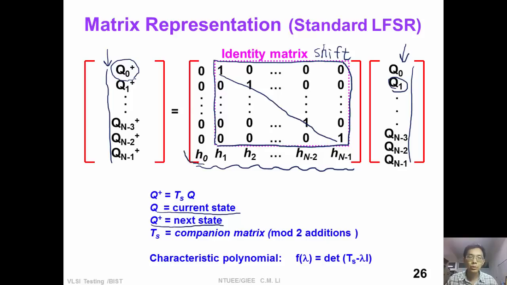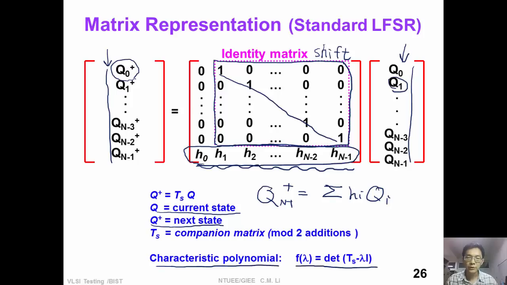On the bottom row, we have a row vector of the feedback coefficients. So actually, we can write this as Qn-1 plus equal to the summation of hi Qi, which is the function of the inclusive OR gate. The characteristic polynomial f(lambda) is actually equal to the determinant of Ts minus lambda I.